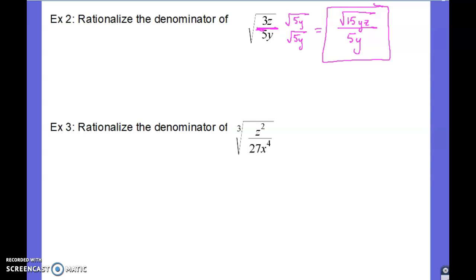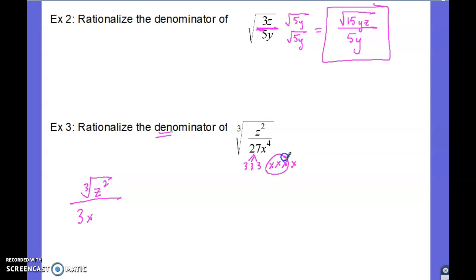Now this is my opinion, so you might disagree with me. But as I'm looking back at the cube root again, and if I were to break down 27, we actually just did this problem. It's 3 times 3 times 3. So what I'm looking at is the cube root of z squared. I'm not worried about the numerator. I'm only concerned about the denominator. Over 3, how many x's do I have? I have 4 x's.